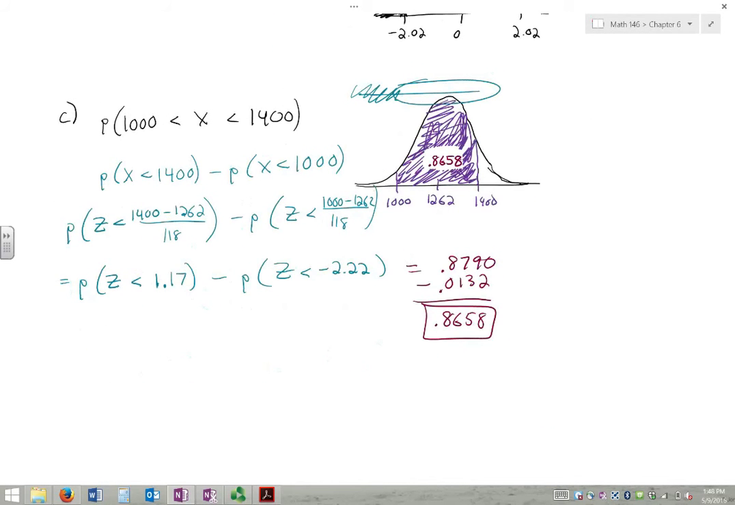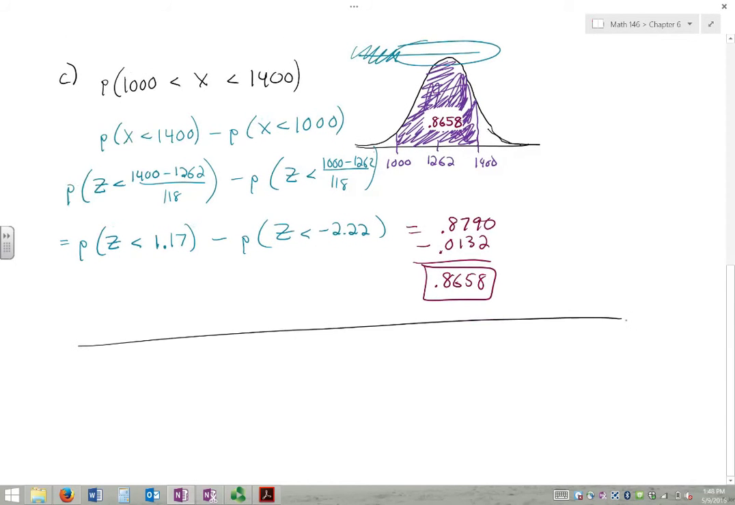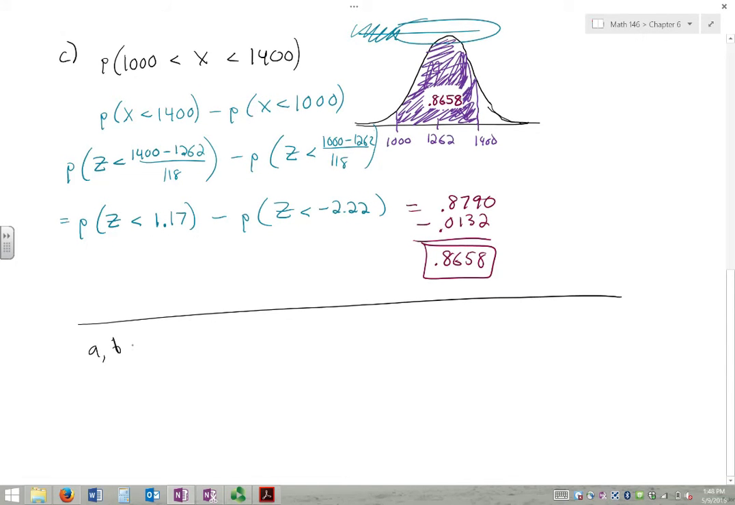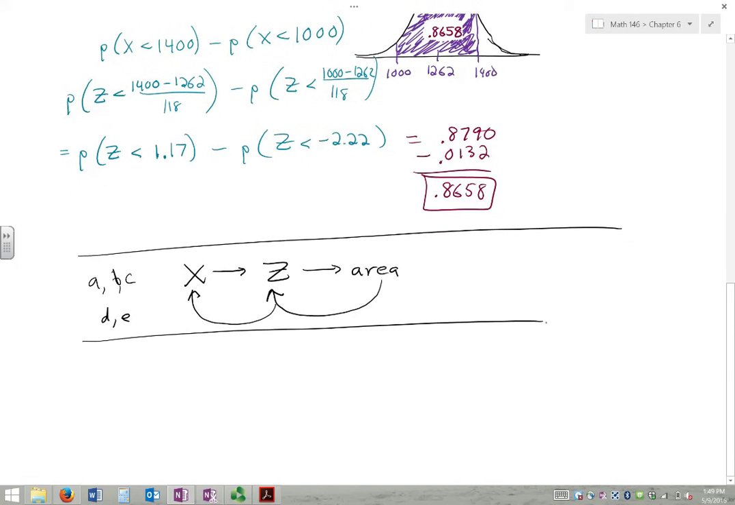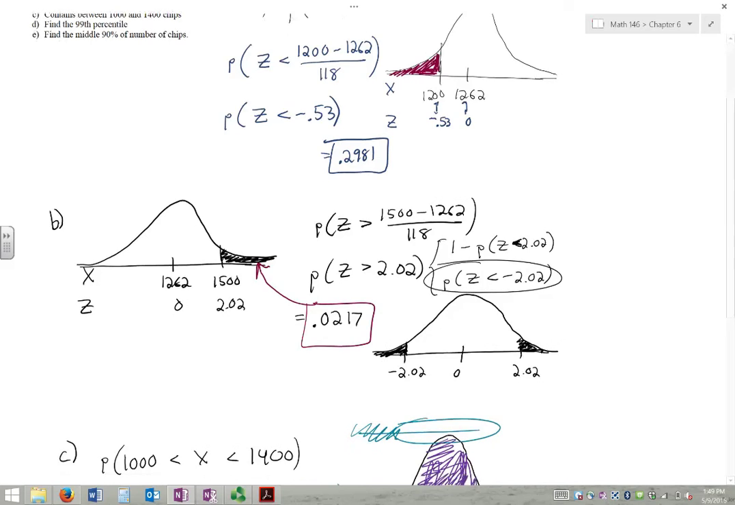Okay, now we're going to go from finding areas to finding percentiles. So in parts A, B, and C, here's what we did. We got an original value, converted that to a z-score, and looked up the z-score to get an area. Now, what we're going to be doing in the last three parts is we're going to be given an area, find the z-score that gives us that area, and then convert that back to original data. So we're going the exact reverse process. So, refresh my memory, what is it? It's the 99th percentile.